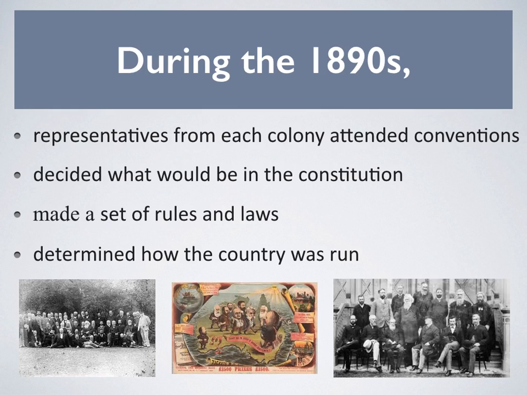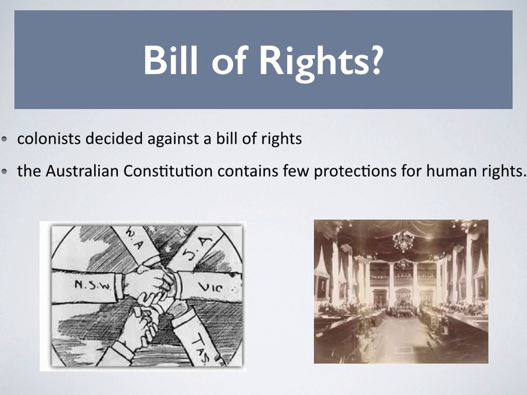During the 1890s, representatives from each colony, or each of these little countries, attended conventions. They decided what would be in the Constitution, they made a set of rules and laws, and they determined how the country would be run. You can see some images from those years. They looked at a Bill of Rights, they looked at America and other countries, and they considered a Bill of Rights, but the colonists at the time decided, for some reason, against including a Bill of Rights in the Australian Constitution. So the Australian Constitution contains few protections for human rights.